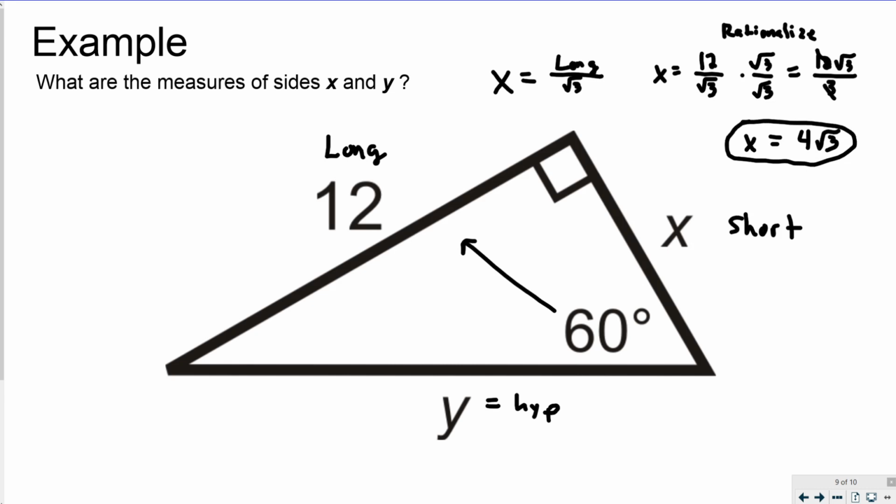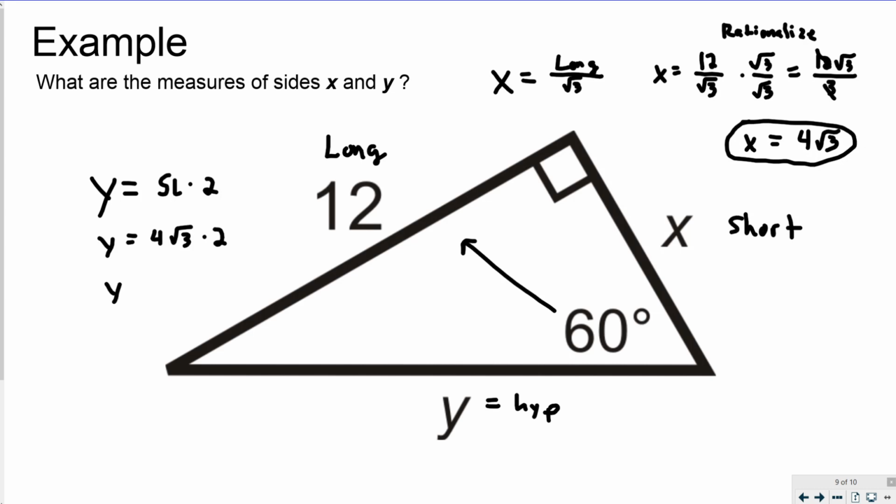Now that I have this measurement, I can then calculate the measure of the hypotenuse. So Y, I'm going to do my work over here, Y is equal to the measure of the short leg times 2. So I'm going to go ahead and substitute in my value that I got for the short leg of 4 times the square root of 3, and that is multiplied by 2.